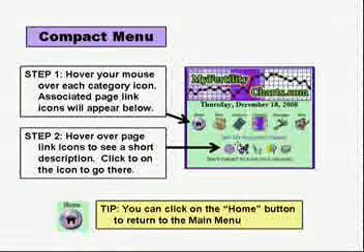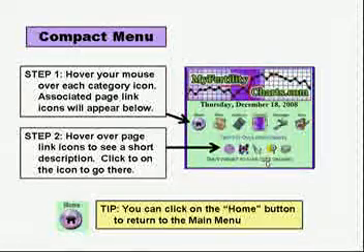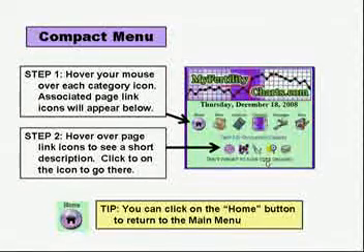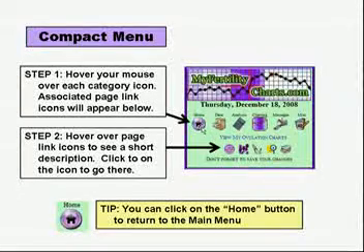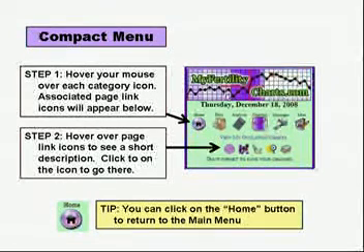Initially, when you're first using the site, you may not be comfortable using this compact menu. That's okay. You can always go back to the main menu and use that for navigation purposes. To return to the main menu, you can simply click on the home button, the home icon at the top, or you can always click on the MyFertilityCharts.com icon. Either will take you back to the main menu.